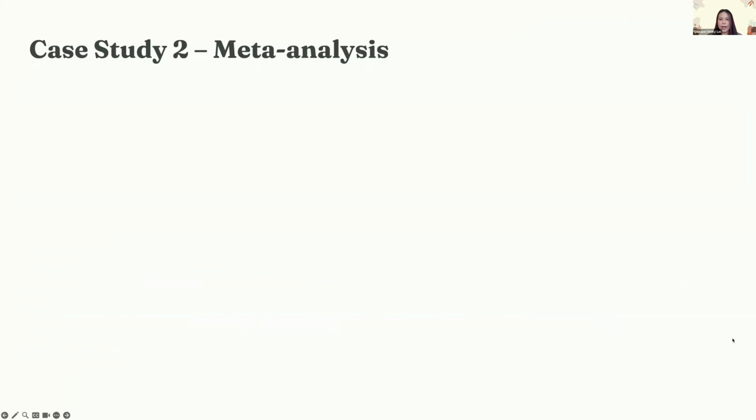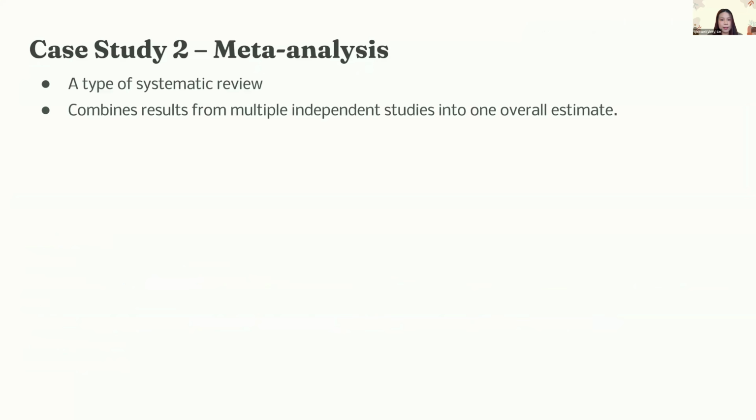Okay, after working with ENHANCE, I want to share another type of analysis we often do. Sometimes instead of one large data set, we have many smaller studies that all explore a similar question. That's where meta-analysis comes in. It's essentially a type of systematic review that combines results from multiple independent studies into one overall estimate. Here are the key steps.